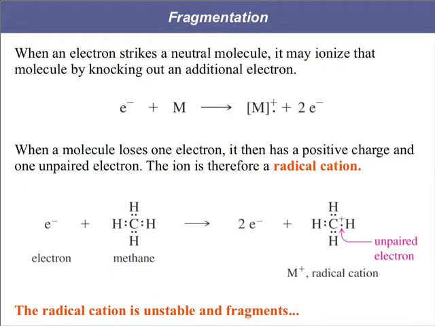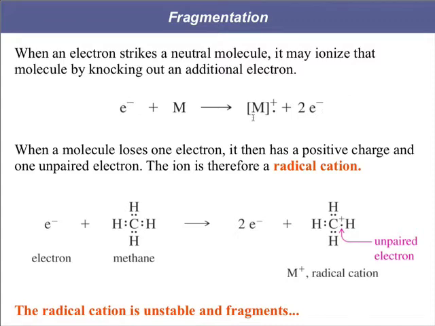So let's talk a little bit about this fragmentation that I keep referring to. I mentioned that your sample in the mass spec is fragmented by bombarding it with a beam of electrons. So the way this happens is that when an electron strikes a neutral molecule, it will ionize the molecule by knocking out an additional electron. So here's our electron, e minus, here's our molecule, M. The electron will collide with the molecule and knock out another electron. These electrons will basically pair up and eject from the molecule.